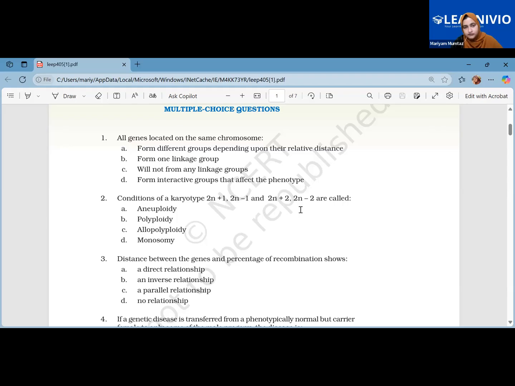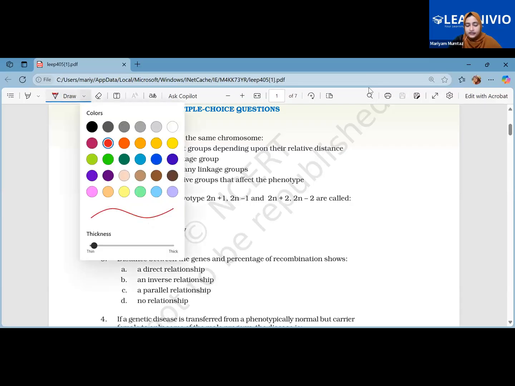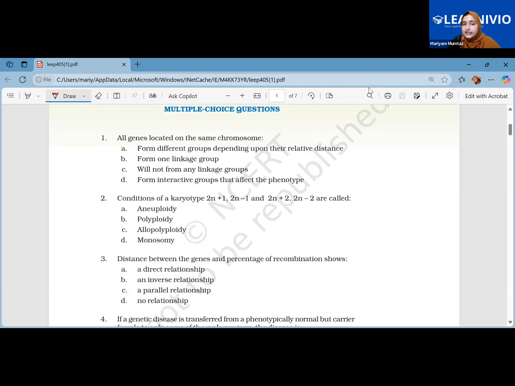Ma'am, can you explain the first question? I didn't understand. See, the first question is talking about linkage, right? Now, if you remember the topic of linkage, we discussed that the genes that are tightly linked... What is linkage? It is the physical association of genes on the chromosome, right? How tightly or how loosely it is bound.